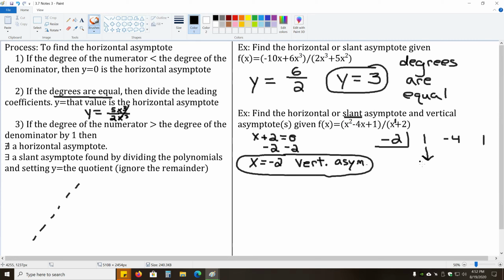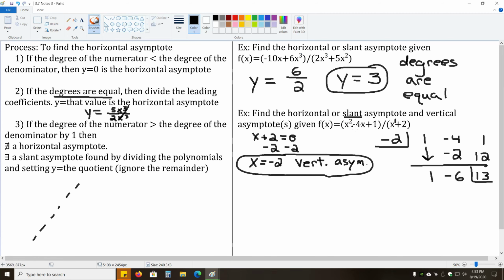And now we bring down the first value, 1. We multiply by negative 2 to get negative 2. We add the results. Negative 4 minus 2 is negative 6. Negative 2 times negative 6 is 12. Plus 1 is 13. And now 13 is the remainder, which we don't care about. We ignore it. This is all we need, the 1 and the negative 6.